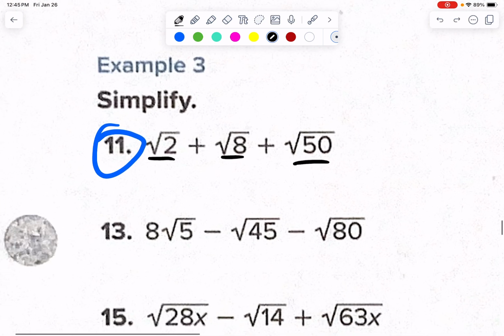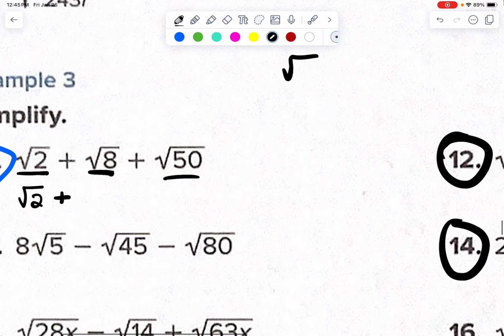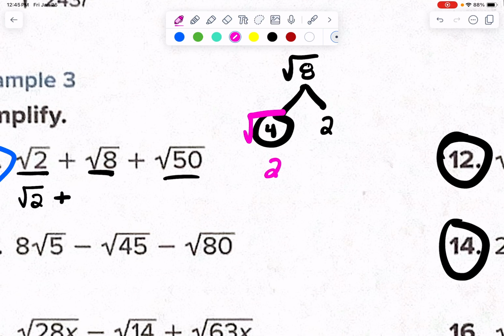So what I have to do is I have to make sure that they're all broken down. The square root of 2, he's already a small number. He cannot be changed. He is going to stay the square root of 2, okay? But let's see if 8 will break down. So the square root of 8, I want a number that goes into 8 that I can take the square root of, and I'm thinking like 4 and 2, right? So if I take the square root of 4, that becomes 2, and the square root of 2, he's going to stay. So 8 becomes 2 square roots of 2, okay?